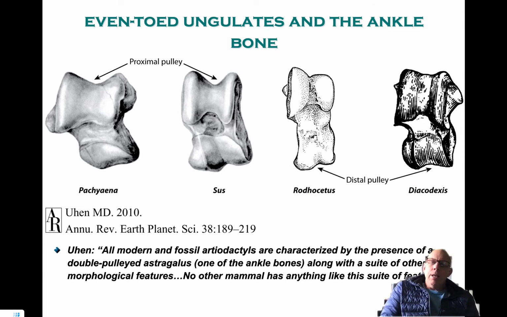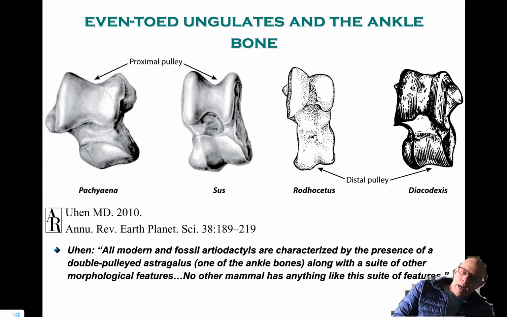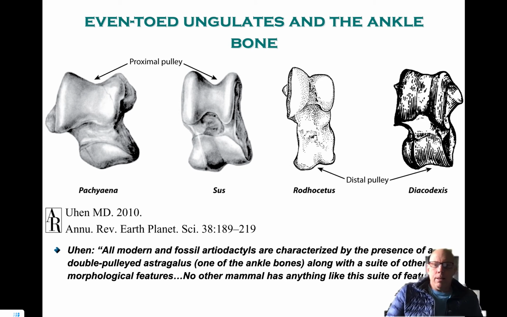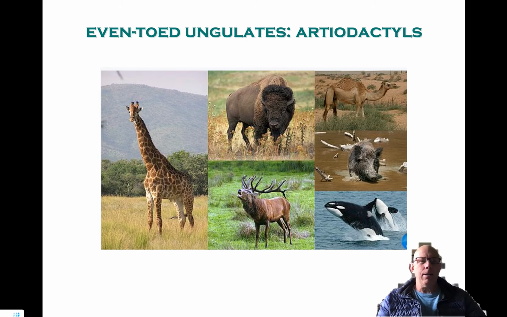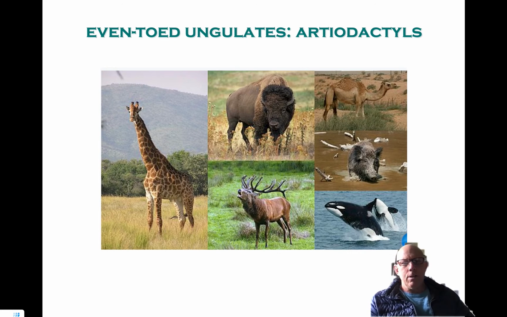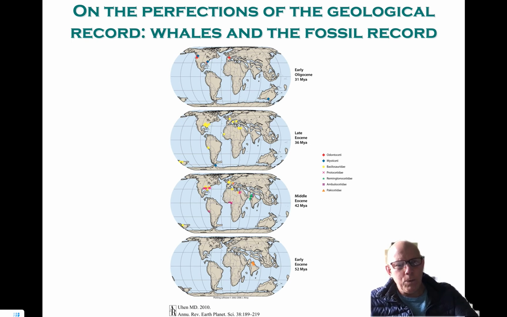So the first thing I want to comment on is this particular piece of equipment, which is called the astragalus. All modern and fossil artiodactyls are characterized by the presence of a double-pulleyed astragalus, one of the ankle bones, along with a suite of other morphological features. No other mammal has anything like this suite of features, and so we're going to come back to that. So, the even-toed ungulates, the artiodactyls, they have this particular signature, and we will see that it shows up in the fossil record.